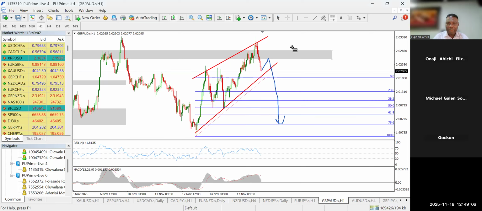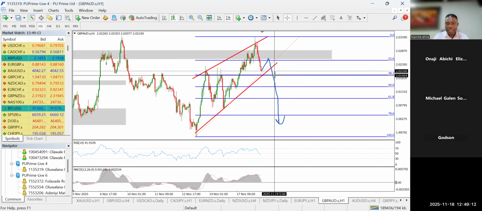And the profit potential on this can give as much as about 40 pips at Fibonacci 50, about 80 pips at Fibonacci 61.8, and about 150 pips at Fibonacci 78.6. So we're bearish on the GBP AUD on 1 hour.